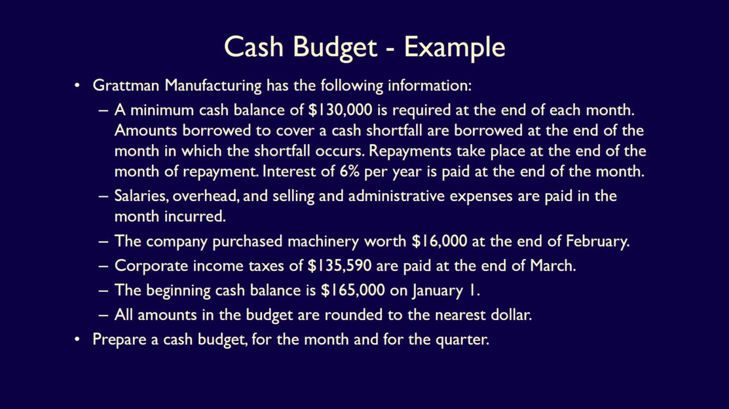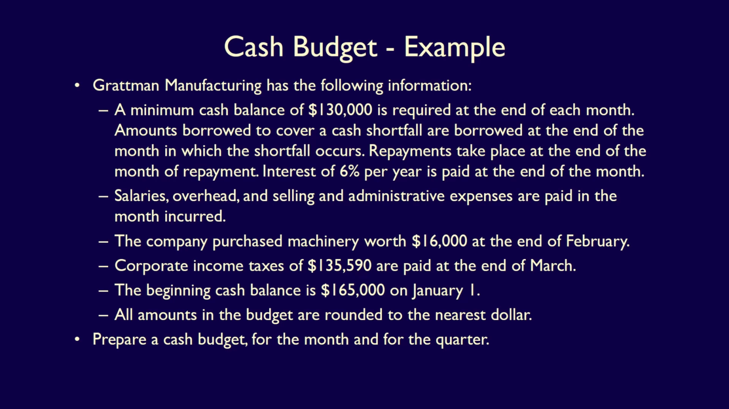Grapman Manufacturing has the following information. A minimum cash balance of $130,000 is required at the end of each month. Amounts borrowed to cover a cash shortfall are borrowed at the end of the month in which the shortfall occurs. Repayments take place at the end of the month of repayment. Interest of 6% per year is paid at the end of each month on borrowings. Salaries, overhead, and selling and administrative expenses are paid in the month incurred.